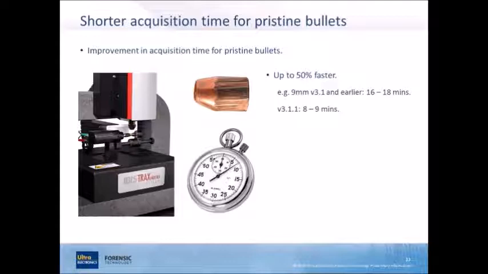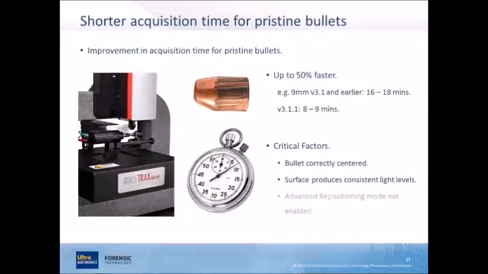There are a few caveats to this performance, those being that the bullet must be correctly centered, so mounting is very important. It's also important that the light is relatively consistent around the surface, so bullets with extremely dark and light patches may take a little longer. And finally, the advanced repositioning mode must not be enabled in order to take advantage of this increased speed. It does work well, however, and it really cuts down on the time needed to enter test fires.